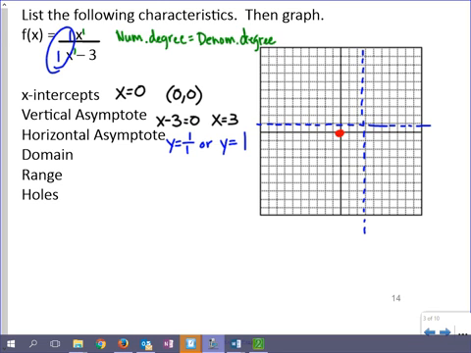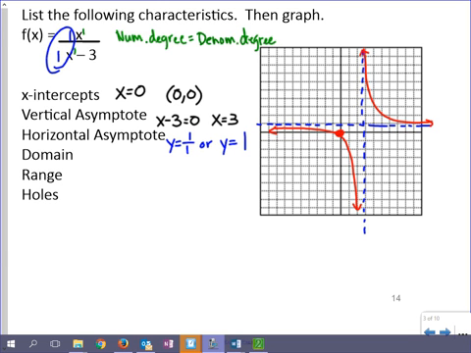Remember, the branches should approach your asymptotes. So you should be getting closer to your asymptotes in both sections, but they have to be catty-corner or diagonal from each other. Okay, so that works out pretty nicely, actually. We can still do domain and range today.